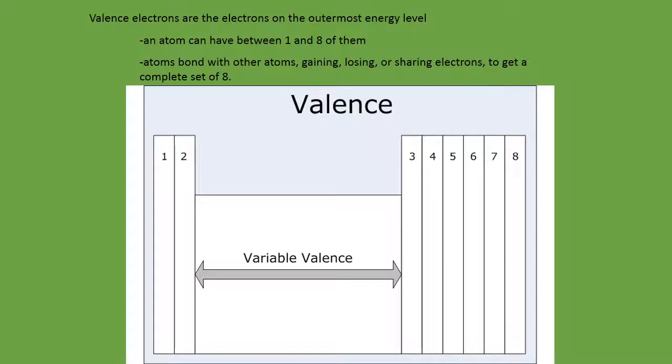The periodic table helps us to determine how many valence electrons each atom has. Those in group 1, column 1, have 1 each. Group 2 each have 2. Then the next chunk, those lower ones called the transition metals, have variable valences. Some have 2, some have 3, and some vary based on isotope.